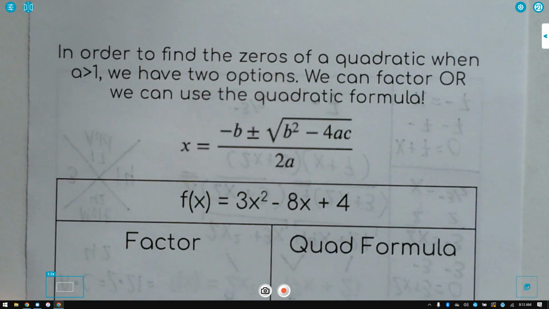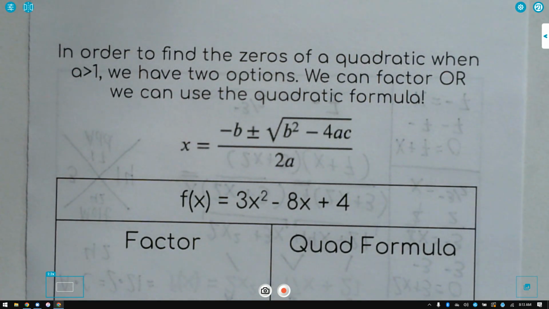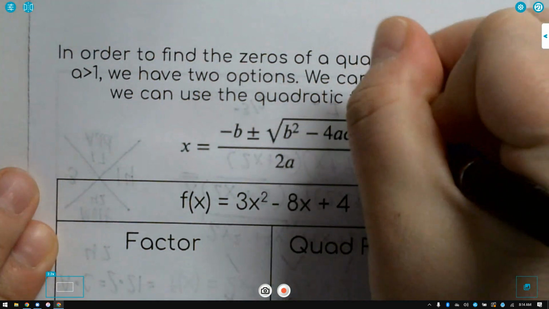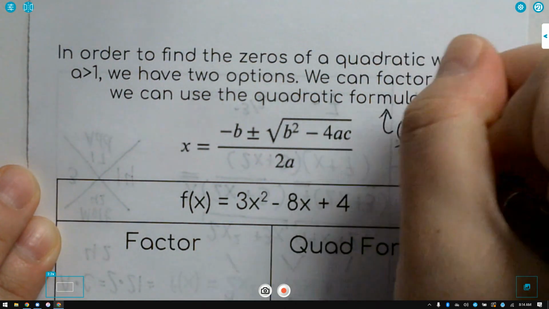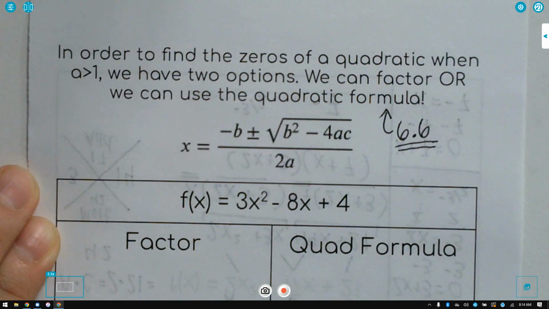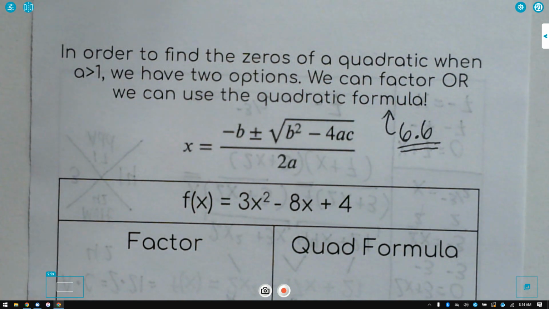In order to find the zeros of a quadratic when a is greater than 1, we have two options, like I was saying. We can factor, like we just did, or we can use the quadratic formula. So the quadratic formula is what we did in 6.6. We are going to do this last example both ways so you guys can see getting the same answers both ways. We're going to have to use this tomorrow when we're graphing.